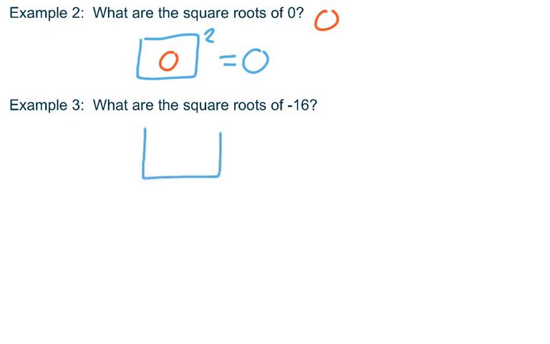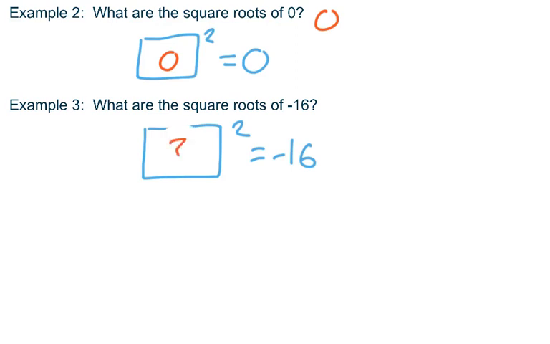What are the square roots of negative 16? Again, think about what can I put in the box? What can I square to get negative 16? And at first you might think, oh, that's easy. That would be negative 4. But negative 4 times itself, multiplying the entire thing, would give me positive 16. A negative times a negative is a positive, so that actually doesn't work. Well, 4 doesn't work, so we've got a little bit of a problem.